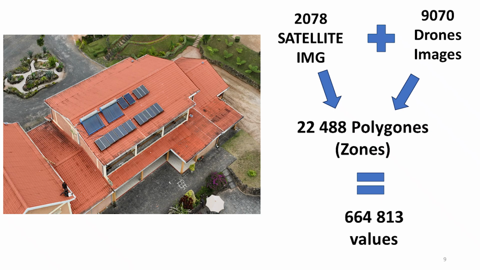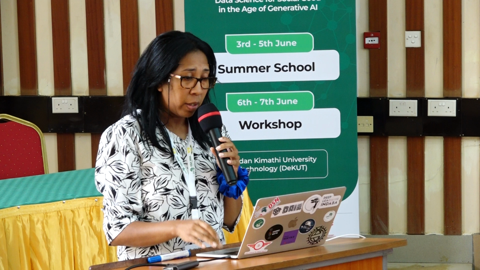So in total, just a conclusion of what I said. At the end, we got more than 22,000 polygons, which is the zone. And a zone is not necessarily just one panel. It can be 6, 7. It depends. And at the end, we got all this value, the total value within the three sheets.